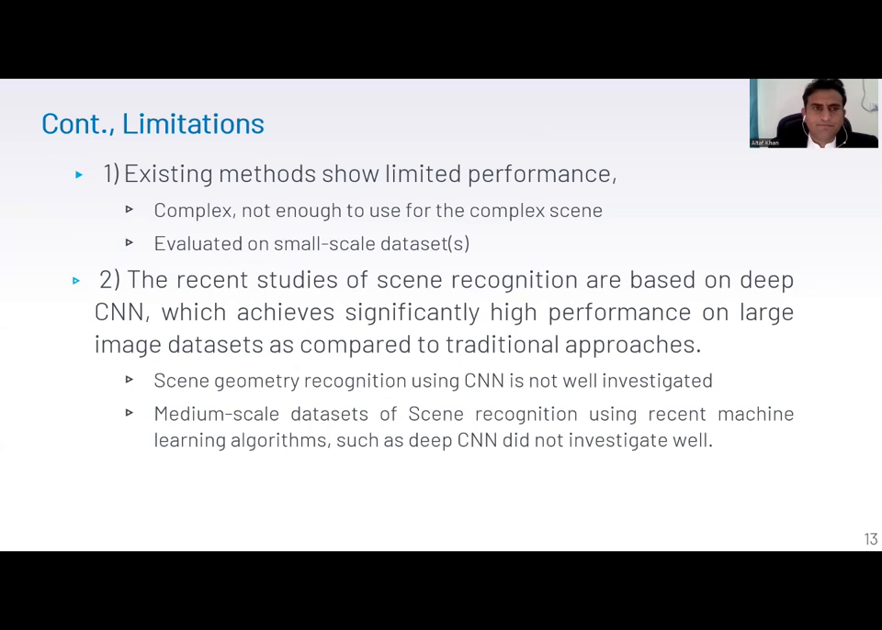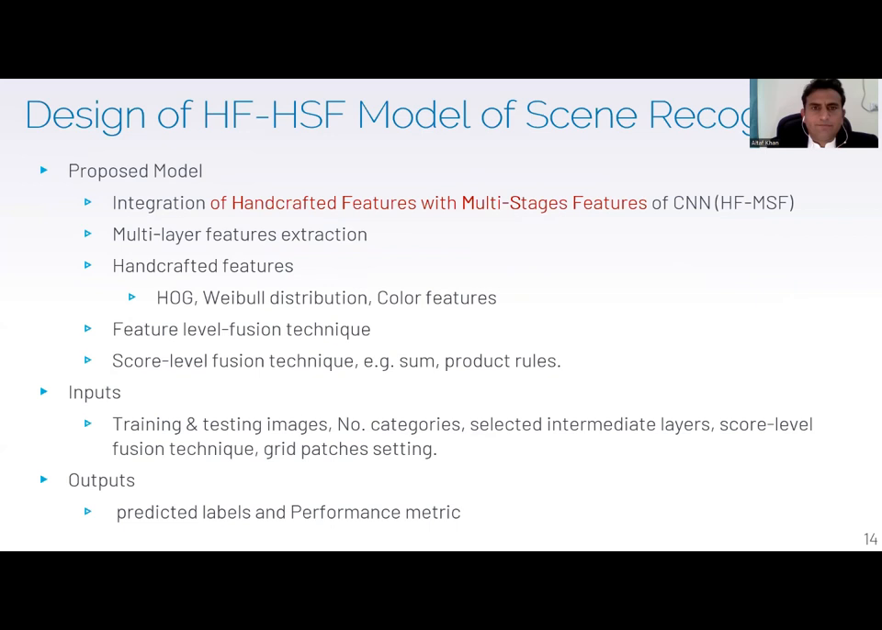This model is the HFHSF model, which is particularly designed for scene recognition. In this model, we combine handcrafted features with multi-stage features of CNN. Multi-layer features are extracted from the multi-layer CNN. Then handcrafted features, mostly HOG, Fisher distribution, and color features, are extracted for the same input image. Then these features are fused before applying the classification technique, and after that we separately apply the machine learning techniques, and then their outputs are also combined. Sum rule and product rule are utilized here.